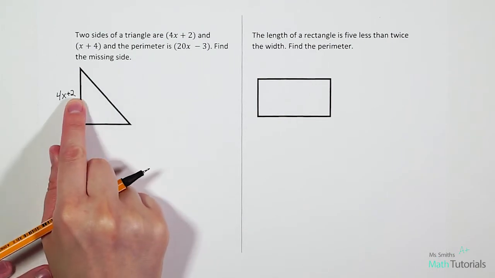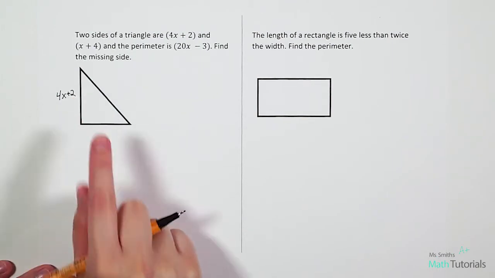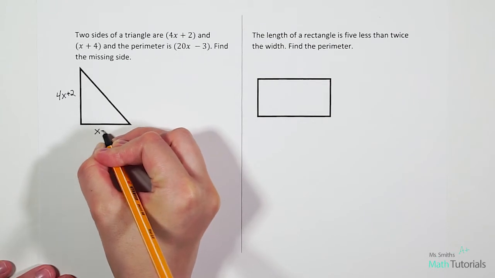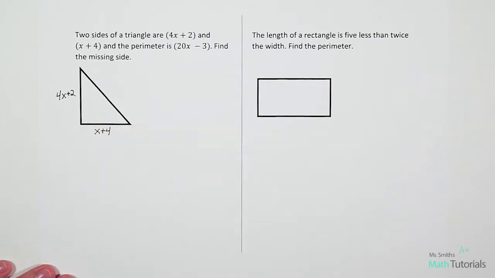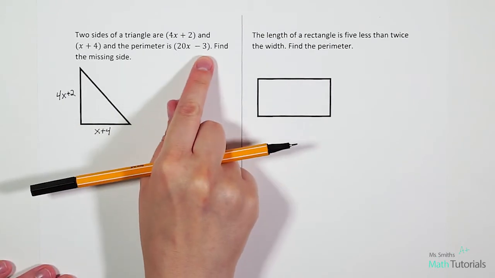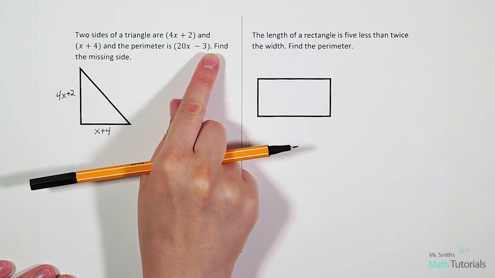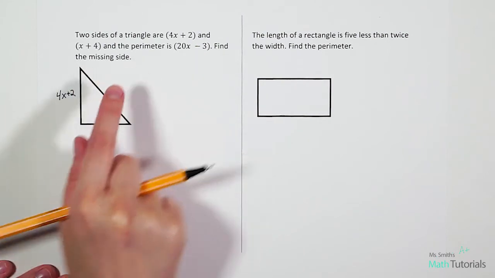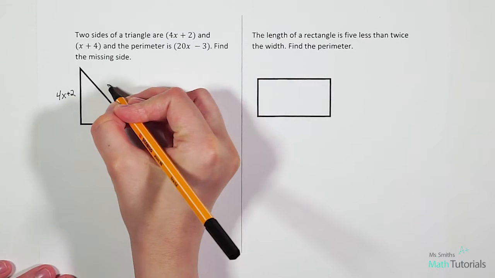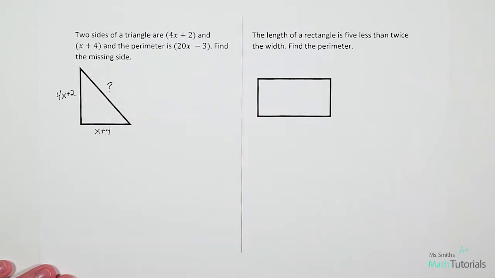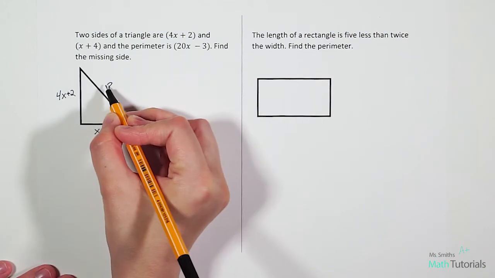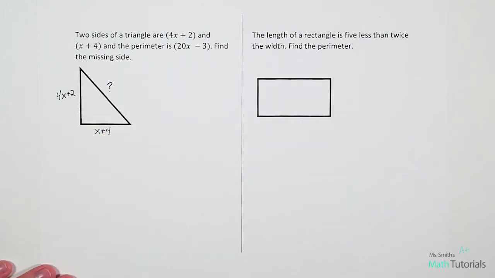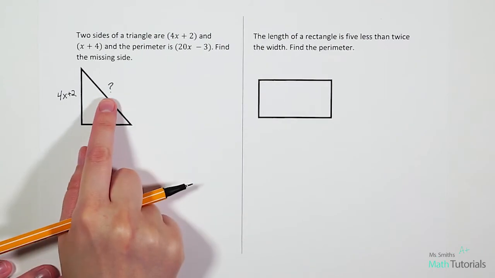So one side is 4x plus 2, another side is x plus 4, and then they tell us the perimeter, and they want us to find the missing side. This right here would be the missing side. Now, a really common error is students want to label that x, because we do that a lot, right? When we have something that's missing or an unknown variable, we'll just label it x.